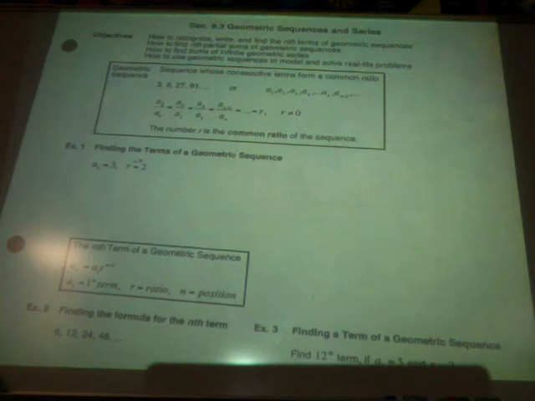All right, so 9-3 is the last section before your quiz. Yesterday we looked at arithmetic sequences. Today, shocking, we're going to look at geometric sequences. So, the difference between arithmetic and geometric, remember arithmetic was adding or subtracting by a common difference, right? Whereas geometric is multiplying or technically dividing.